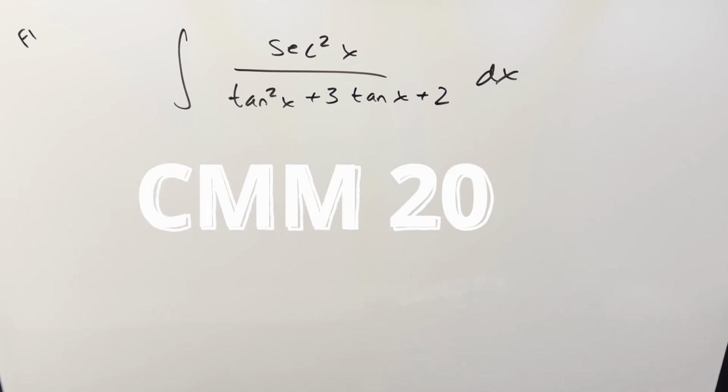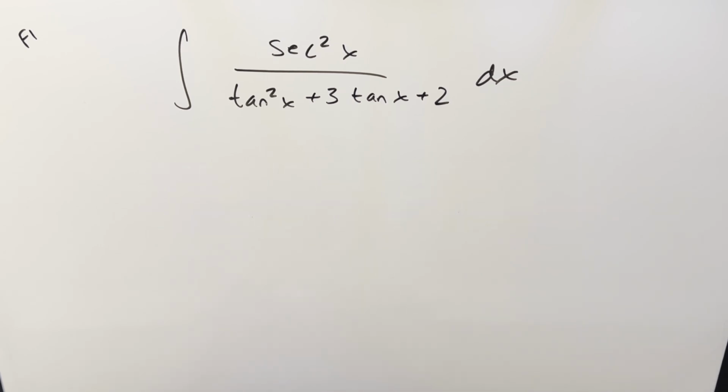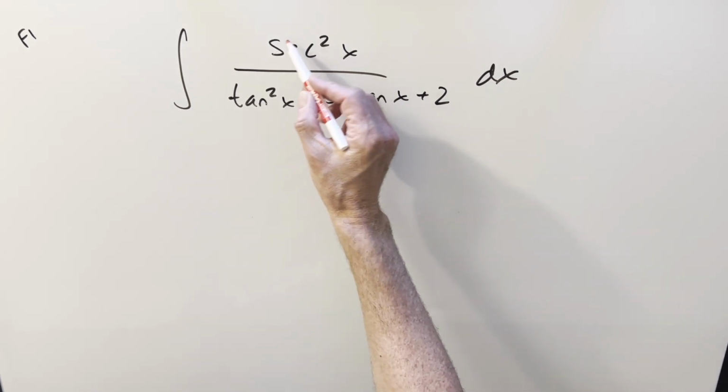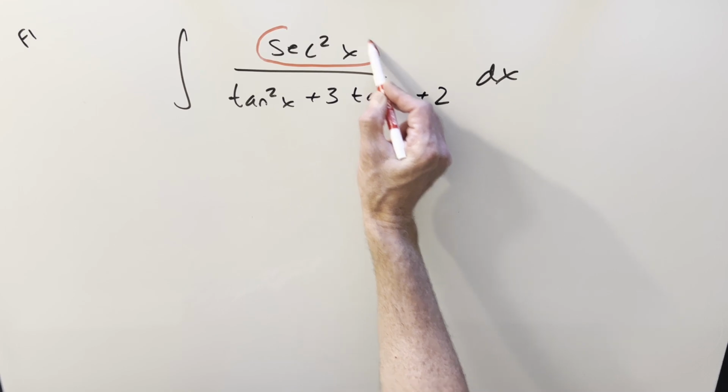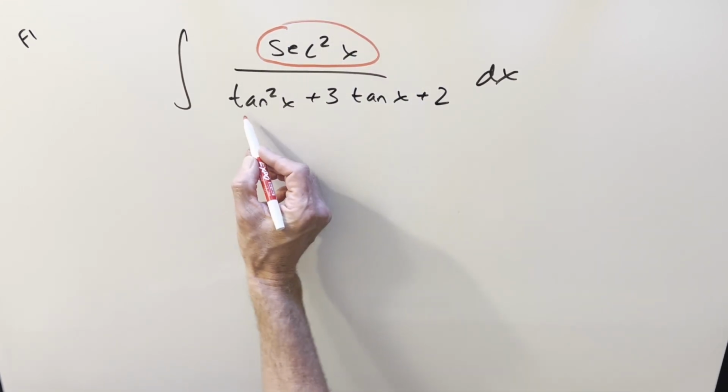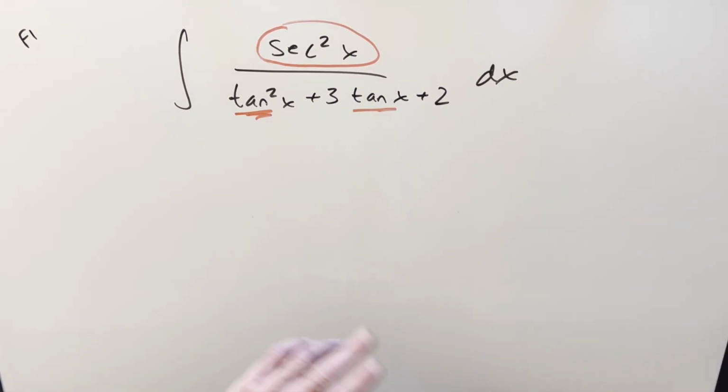Okay, we have an easy one here today. This one's from Caltech 2024 Finals number 1. The giveaway on this, one thing to look out for whenever you see secant squared, that's the derivative of tangent, and we have tangent here. So this is going to give us a clear way to approach it.